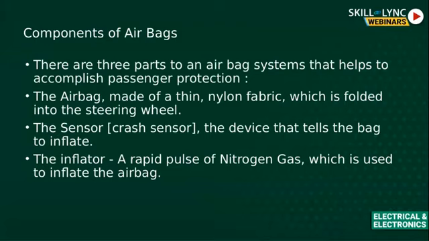There are three parts to an airbag system that help to accomplish passenger protection. These include the airbag itself, the crash sensor, and the inflator. The airbag is made of a thin nylon fabric which is folded into the steering wheel. The crash sensor is a device that tells the bag to inflate. And finally, a rapid pulse of nitrogen gas is used to inflate the airbag.